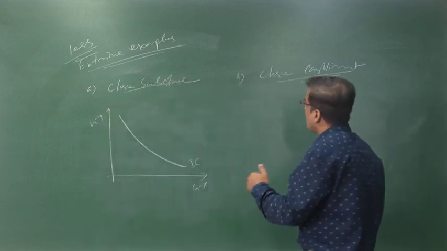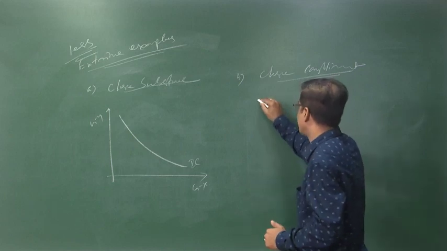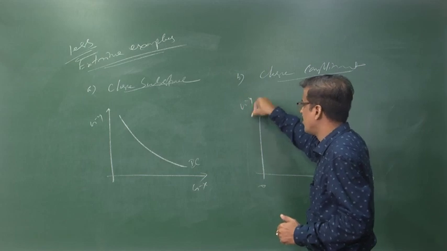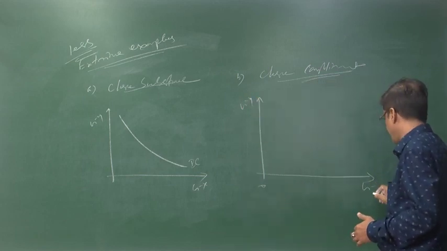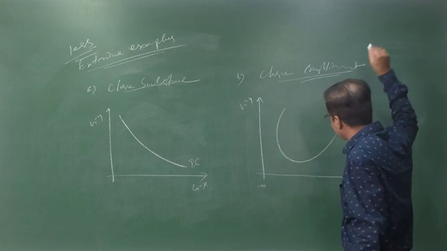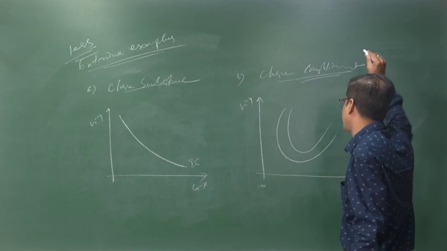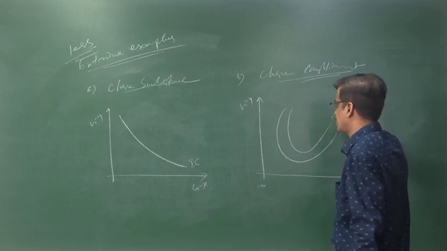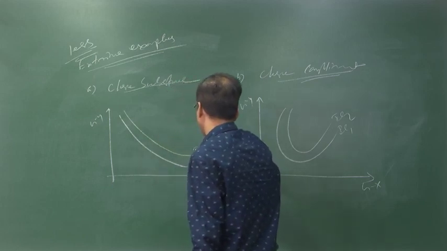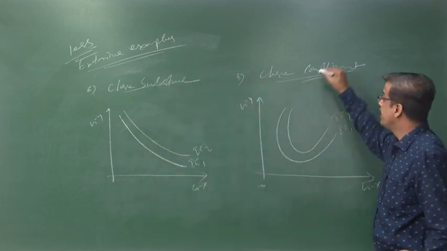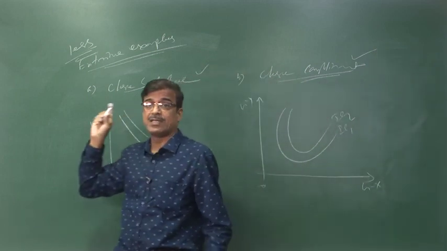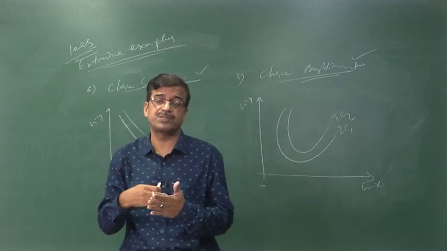Similarly, if they are close complements to each other, then the curve is convex, no doubt, but not a right angle. In the case of a complement, we know it will be a right angle, but in this case it will be like this, indifference curve IC1, IC2 like this. Got it? This is the case of the close substitute and close complement. In the previous case, we took into account substitute and complement.